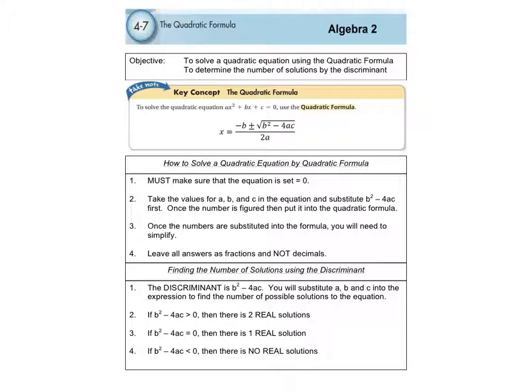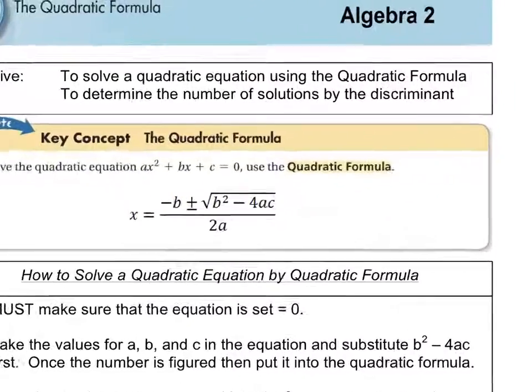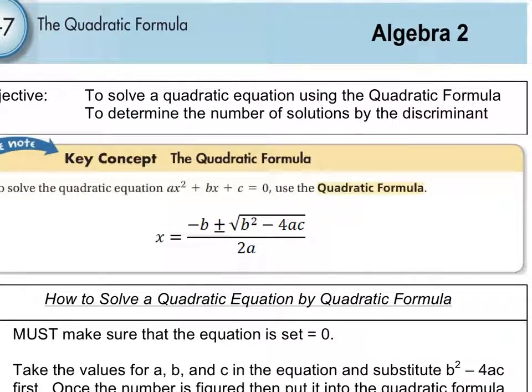This is section 4.7, and we're going to be talking about the discriminant and using the quadratic formula to solve equations. In this video, we're going to be talking about what the discriminant is and how to determine the number and type of solutions that we'll have. Okay, so let's talk about the quadratic formula quickly.